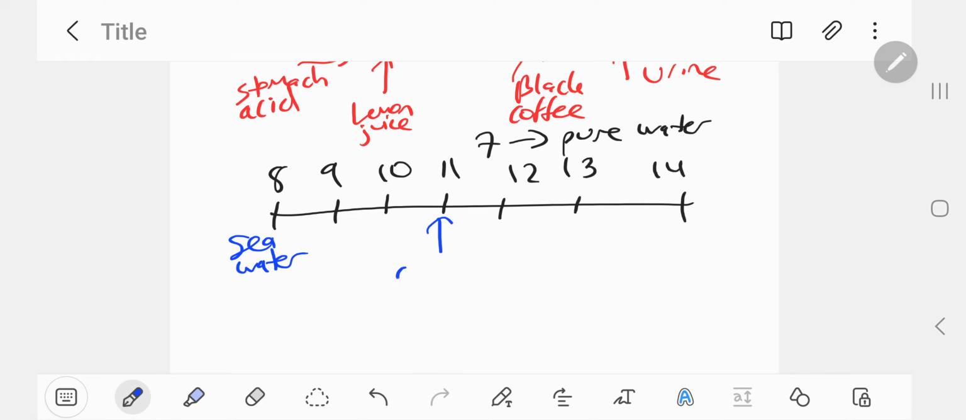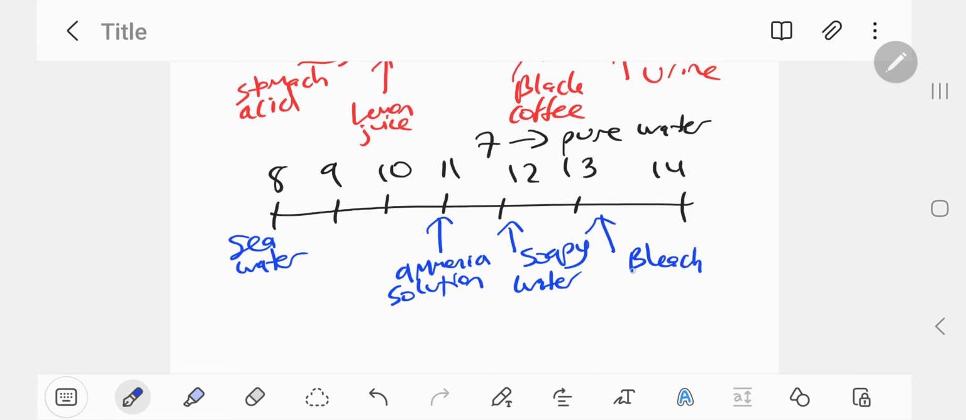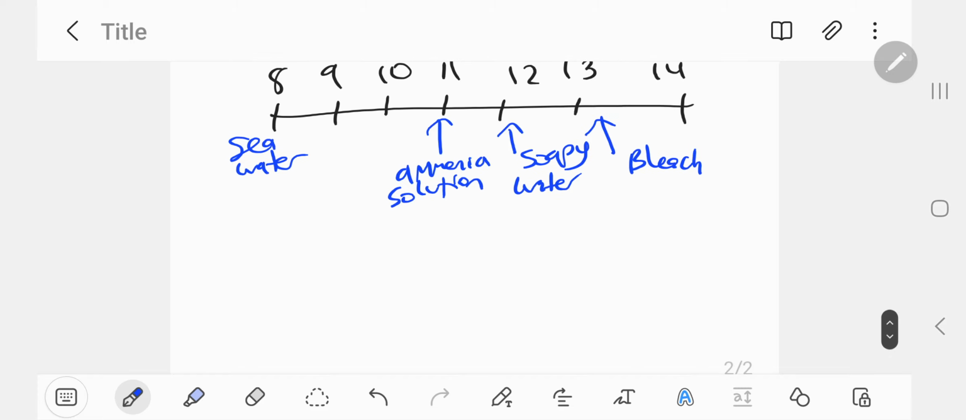Ammonia, pH of 11. So ammonia is actually used in household cleaning products. You want to wear gloves for that. Soapy water also, pH of 12. Bleach, pH of 13. It smells horrible as well. Not only is it bad for your skin, it's also bad for your lungs. It's an irritant for the lungs. And there you have it. That's the pH scale.